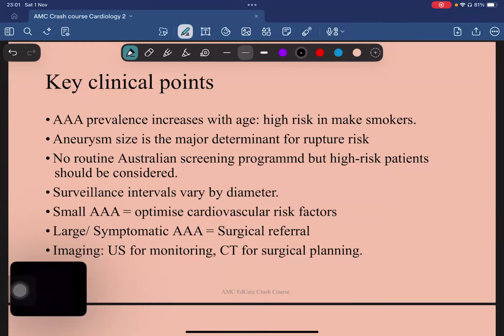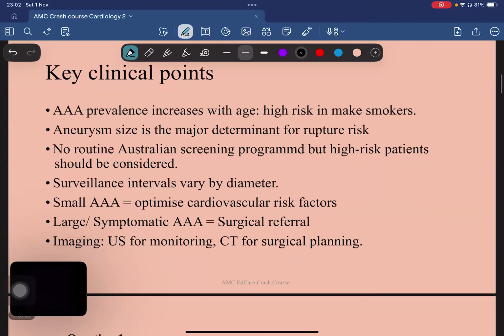Also remember, AMC is very fond of asking questions like, is there any screening program in Australia? But no, there is no routine screening, but high risk patients should be considered. We also talked about surveillance programs if they have risks and if they have any aneurysm already diagnosed. And those intervals also vary according to the diameter. That was that table, which had 3 to 3.9, 4 to 4.5, and so on.